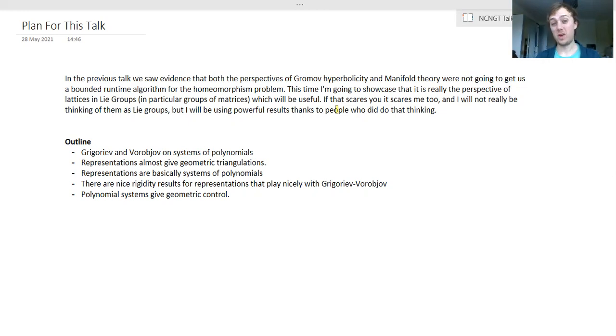And so what we need is that the nice representations that do everything we need them to do, that those can also be found by this system of polynomials approach. And we're going to do that using rigidity results. This is where the big lattices and Lie group stuff comes in, that show that the nice representations play nicely with the system of polynomials.